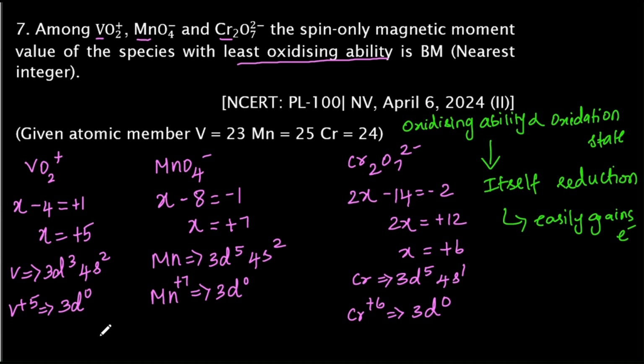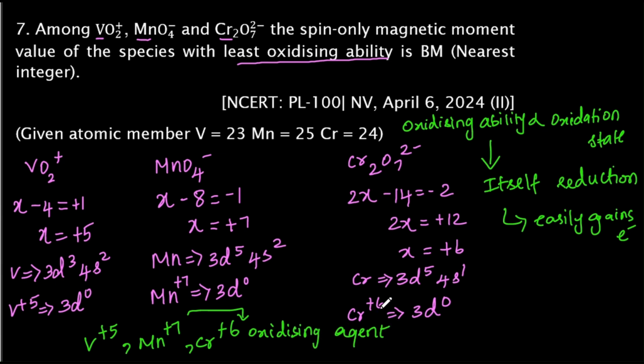So now we are going to compare all these ions. Vanadium in +5 oxidation state, manganese in +7 oxidation state, then chromium in +6 oxidation state. So higher the oxidation state, easily it gains electrons and easily it acts as oxidizing agent. Now Mn+7 and Cr+6 both have higher oxidation state. So these two can act as oxidizing agents. So they have the oxidizing ability. But vanadium is in +5 oxidation state, so it has comparatively least oxidizing ability. So they are telling the least oxidizing ability which a species is having. So this VO2+ is having the least oxidizing ability.